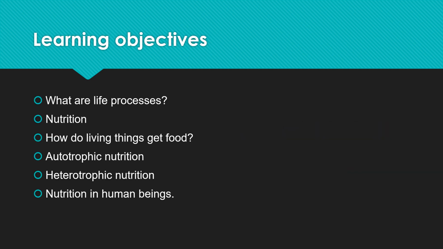So what are we going to learn today? We are going to learn about what life processes are. We are going to learn in detail about nutrition, how living things get food, and today we are going to start with autotrophic nutrition. The second part of nutrition, that is heterotrophic nutrition, and nutrition in human beings, we will cover in the next video, as it will be very long if I continue all in today's episode.